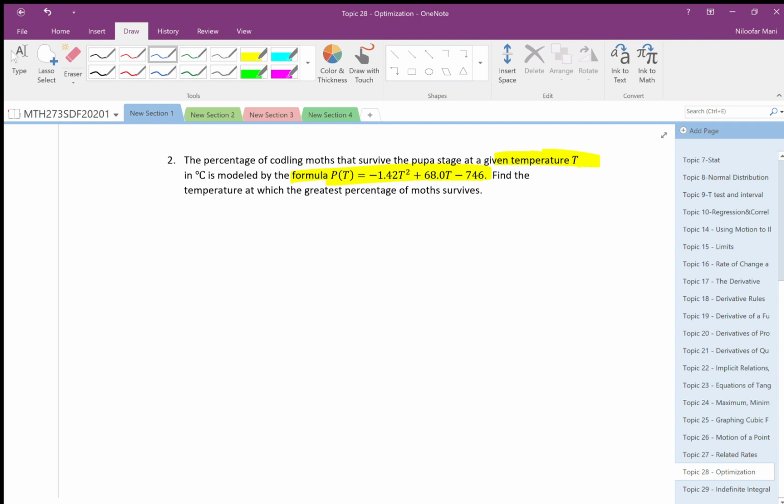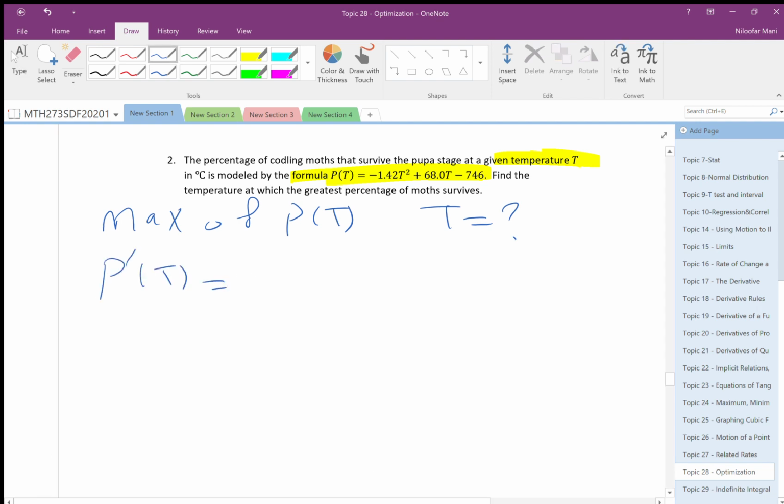So here I'm just finding the maximum. So the maximum of this guy. I want to know what T is if P(T) is maximum. This is the whole question. Okay. So I find P prime(T), which is minus 2.84 T plus 68, done.